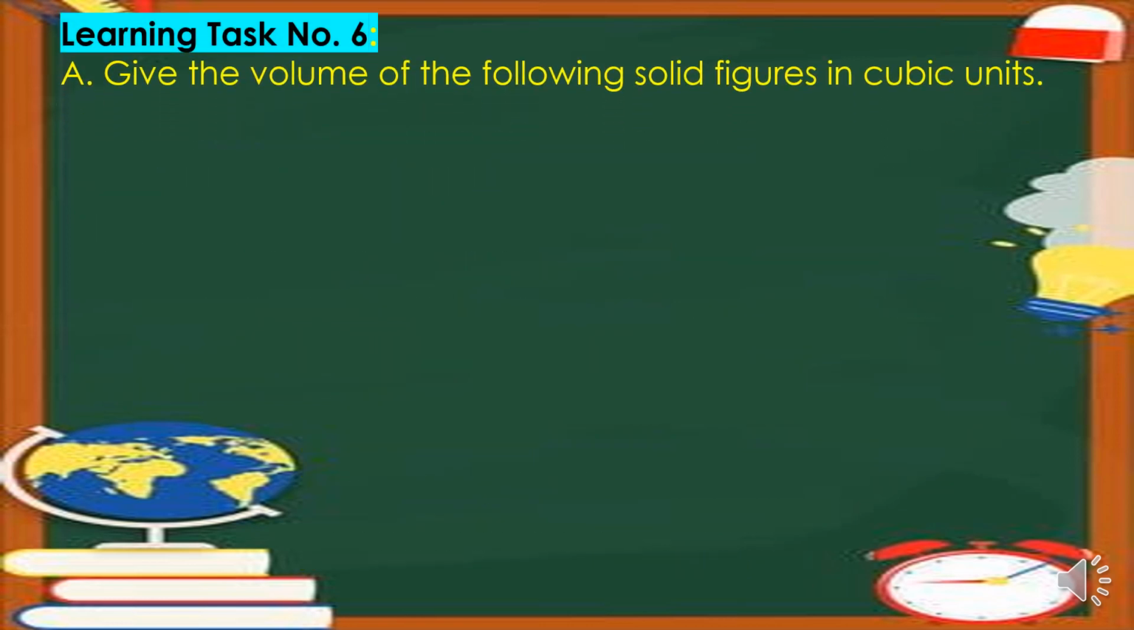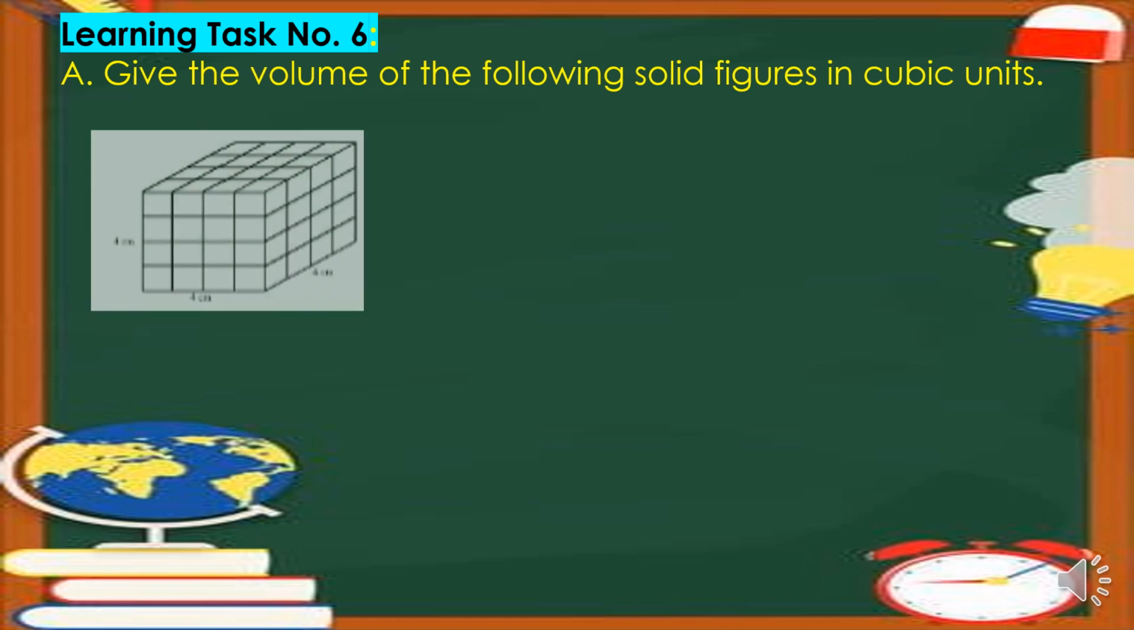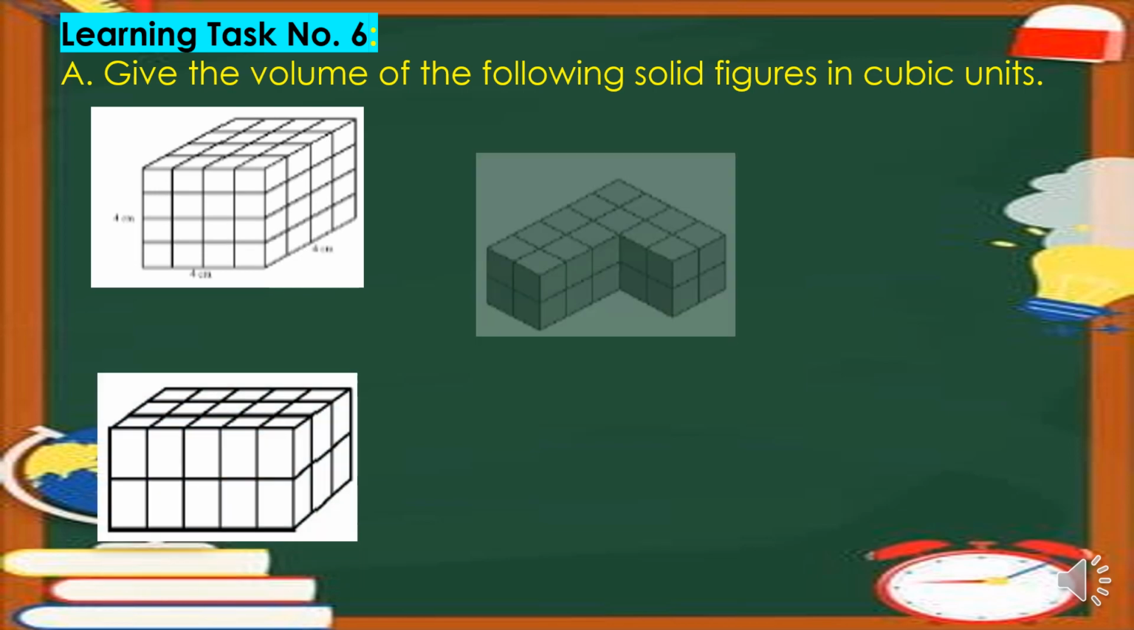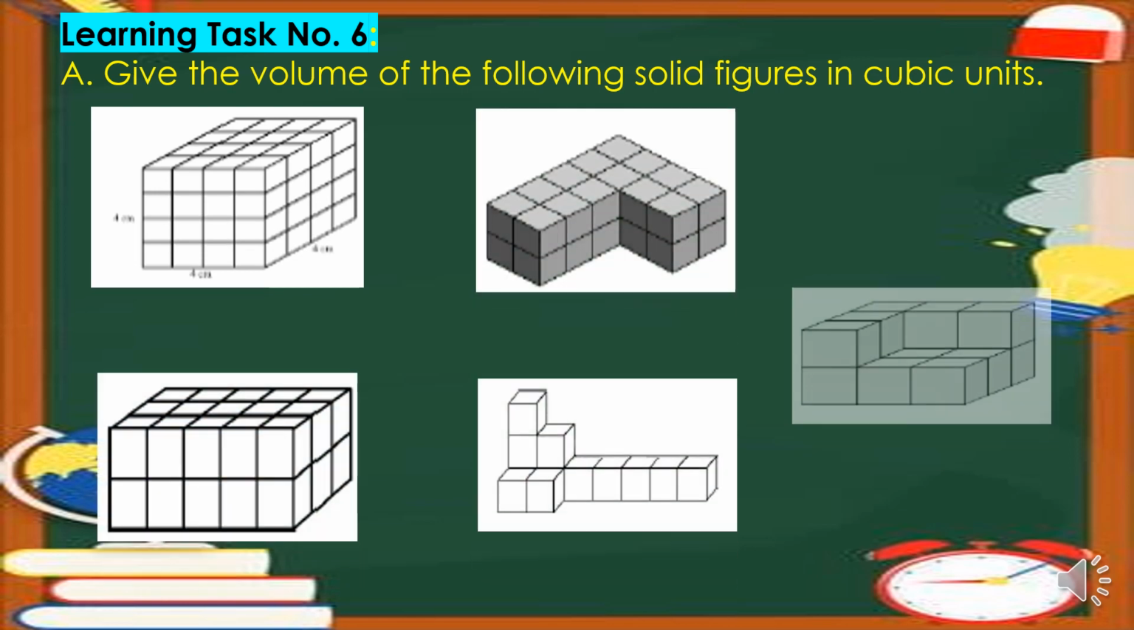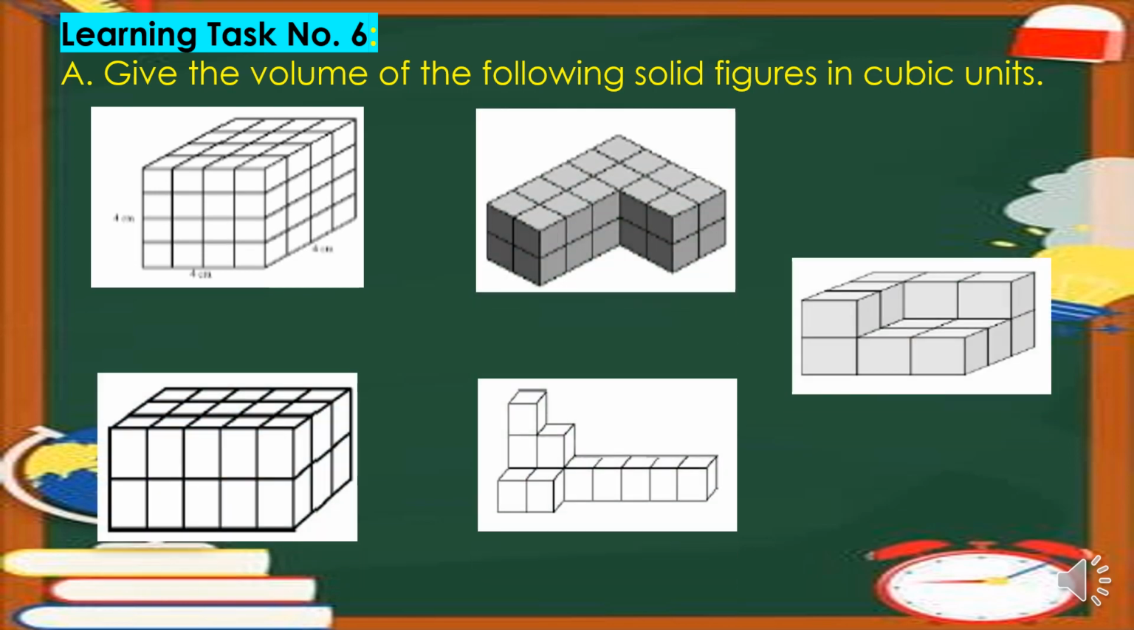Okay, so for learning task number 6, give the volume of the following solid figures. So 1, 2, 3, 4, and then 5. Okay, so unahin natin yung 1. This is a cube, at ang cube na ito ay ang sides niya is merong 4. Pare-parehas yung kanyang sides. So, 4 times 4 times 4. So, you have 64 cubic units.